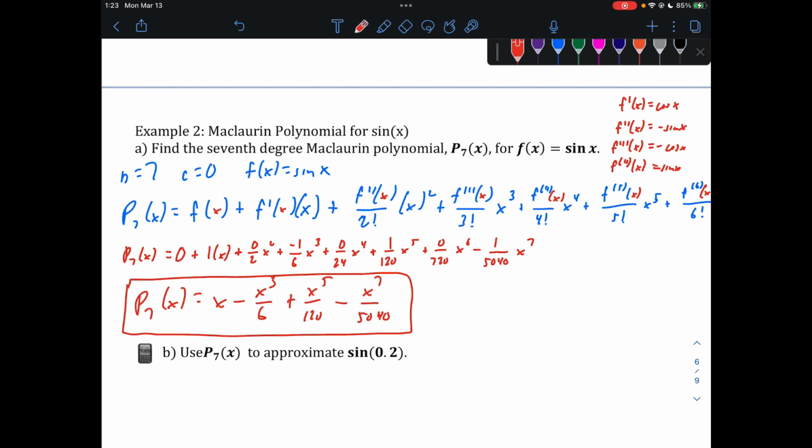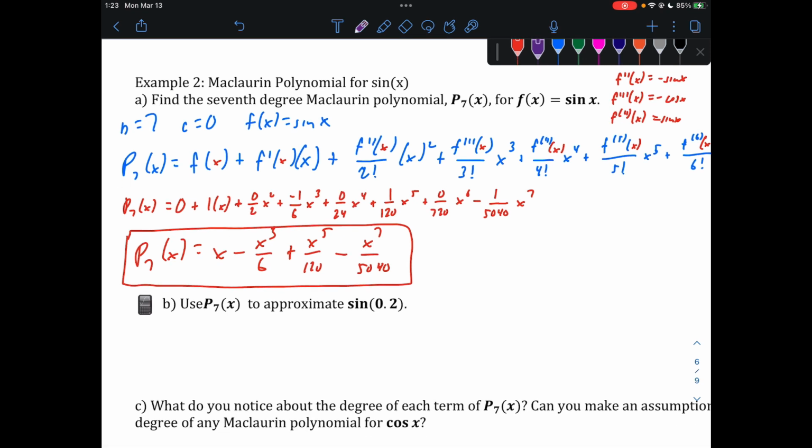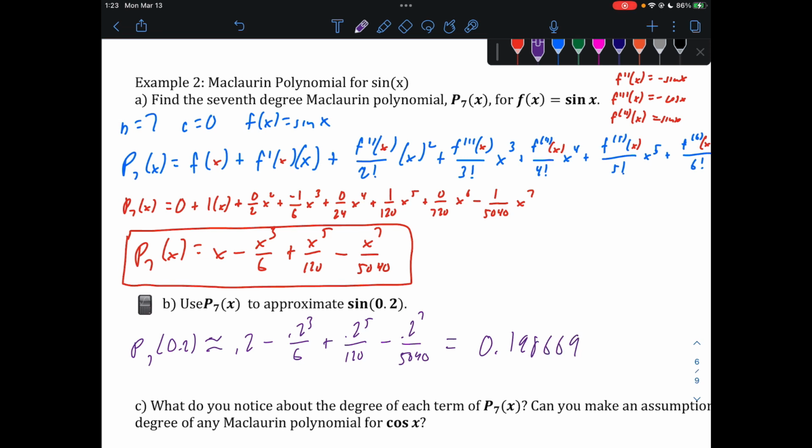Then B, we're just going to use that to approximate sine of 0.2. So P sub 7 of 0.2 is going to be 0.2 minus 0.2 to the third over 6 plus 0.2 to the fifth over 120 minus 0.2 to the 7th over 5040. Obviously, you can use your calculator for that. And we should be getting about 0.198669.